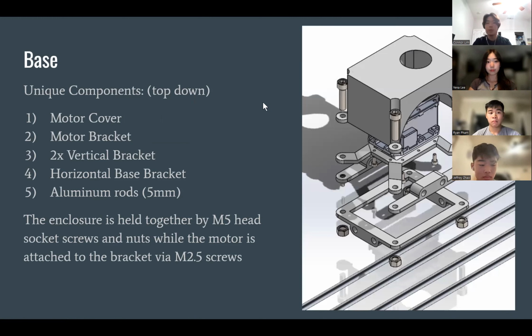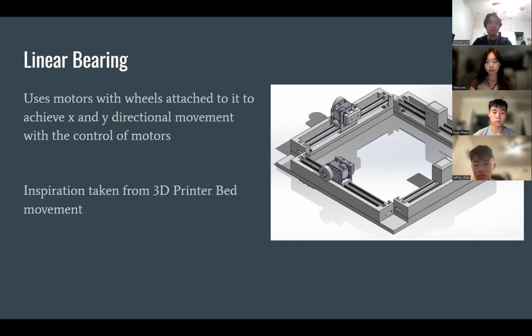From the top down, we have the motor cover, which alleviates some of the weight from the motor itself and imparts it on the mounts. We have the motor bracket that connects the motors to the 2 lower brackets below. Those connect to aluminum rods, and then we have a final horizontal base bracket. And these are all held together by M5 head socket screws and nuts, while the motor itself is attached to the motor bracket via M2.5 screws.